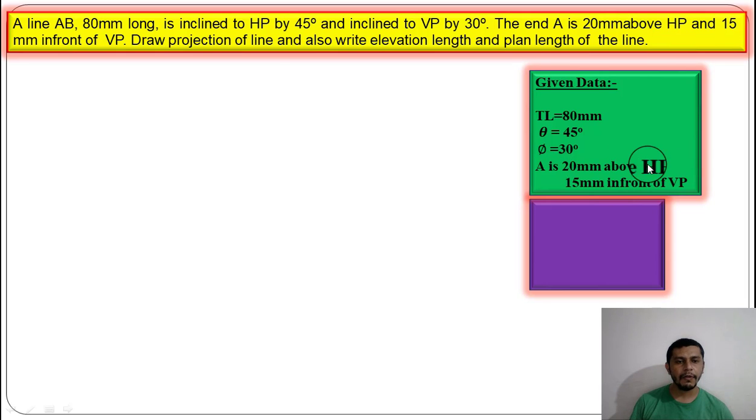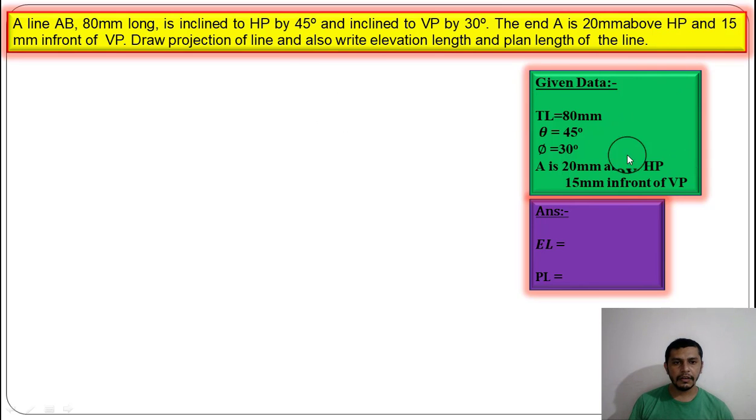It is 20 mm above HP, 15 mm in front of VP. And in the answer we have to write down the length of the elevation and length of the plan. So elevation length and plan length. So after deriving the projection we will measure elevation length and plan length and we will write down the answer over here.